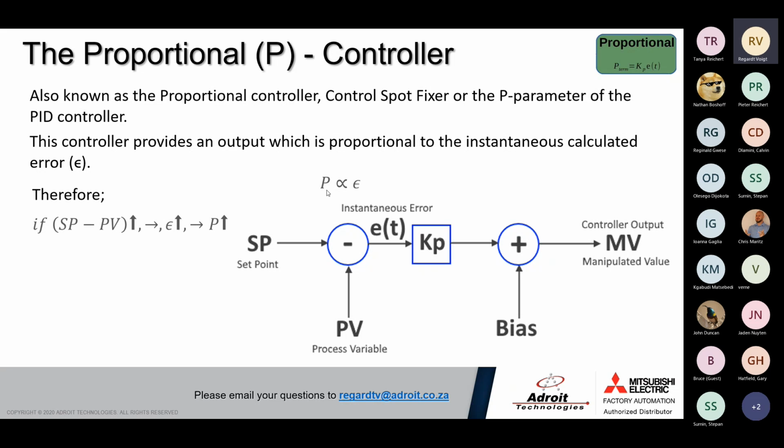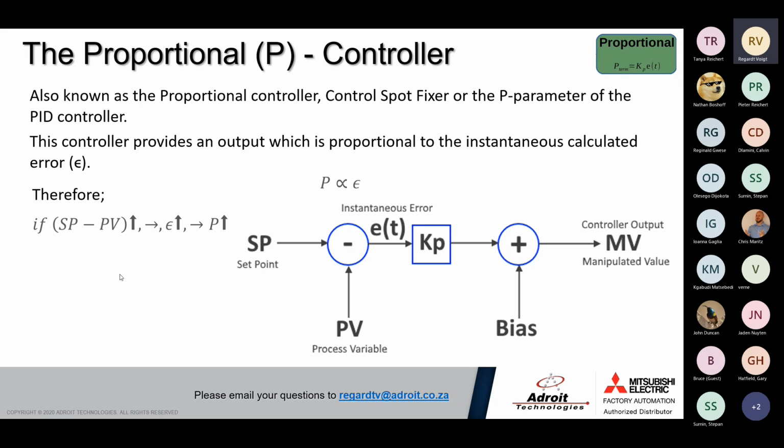Just want to run through the theory part here. So how the P works is the greater your error, the greater your P output. That's why I'm saying it's directly proportional. So if the error is small, your P output of the PID control will be small. If the error is large, then it will react very aggressively. So therefore your proportional output is directly proportional to your error.